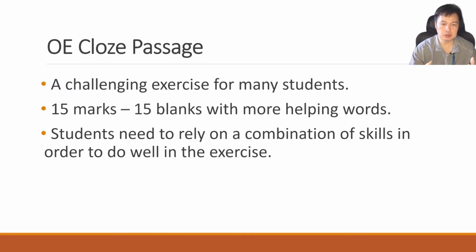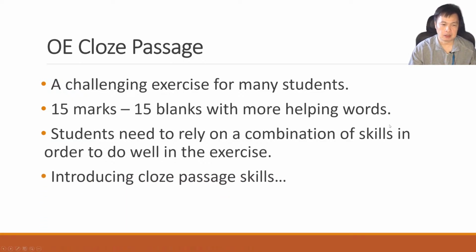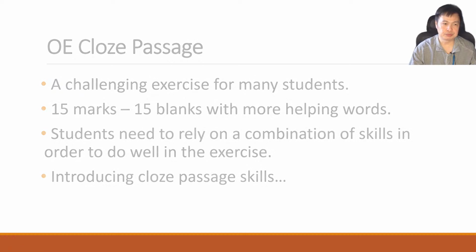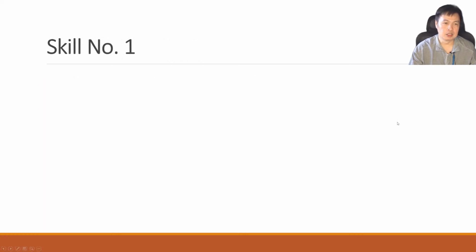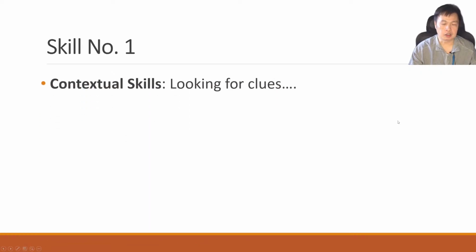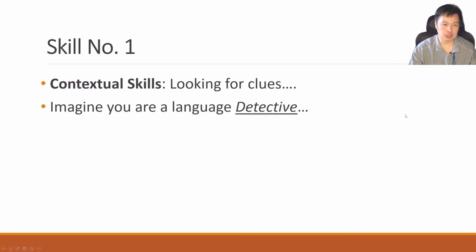So what are those skills? So we are going to introduce the closed passage skills right now. Skill number 1, contextual skills, right? So this means that students are supposed to look for clues within the passage itself. You probably heard about these skills from a previous video of mine or from some other videos, right? But what does it really mean? We'll look at this later when we do the practice, all right?